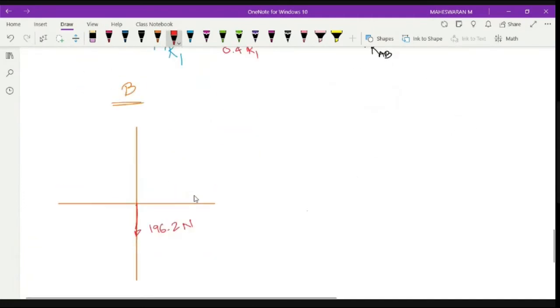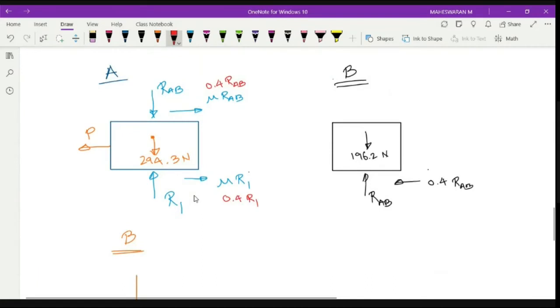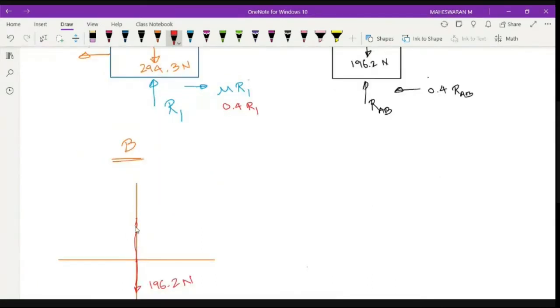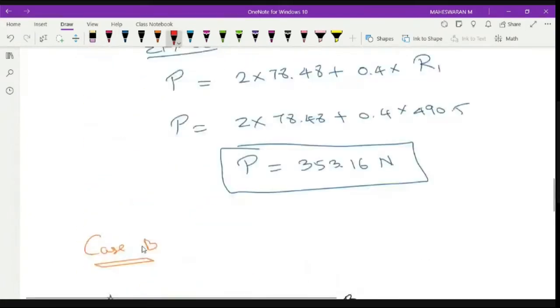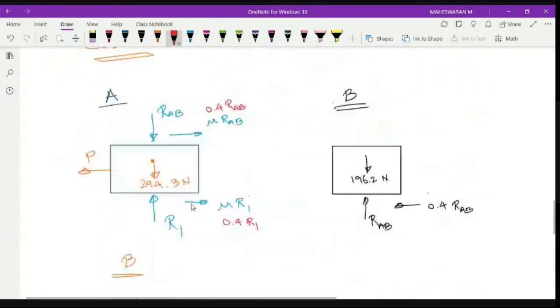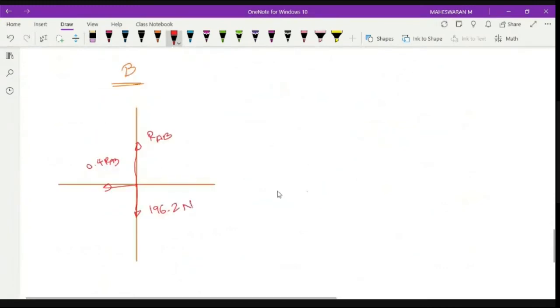So let us identify. You have 196.2 Newton acting in the downward direction. RA is acting in the upward direction, RAB. So I think the force doesn't really require it, so even if we apply it, we are not going to use that. There is no friction force acting along this direction, because your object is resting, right? So it is like this. Let me consider sigma Fy is equal to 0 now. In that case, I will get RAB is equal to 196.2 Newton. That's the only difference. Okay.